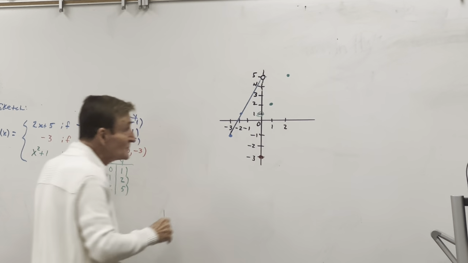I'll just squeeze it in right here if I can. And we'll move on here. The next one says g of x. And looks like the pieces are, let me use the same colors here, 4x plus 8. And the constraint is if, in this case, x is less than -2.